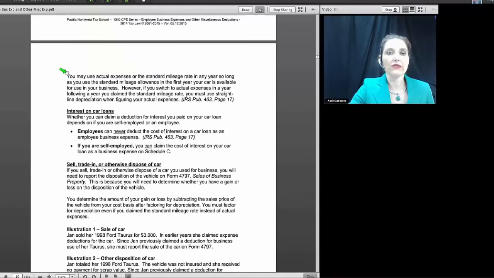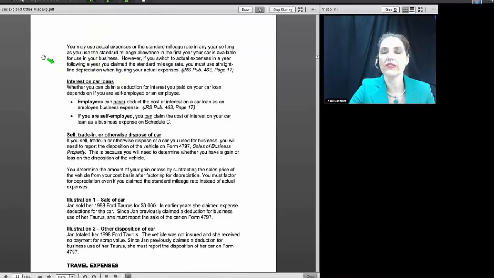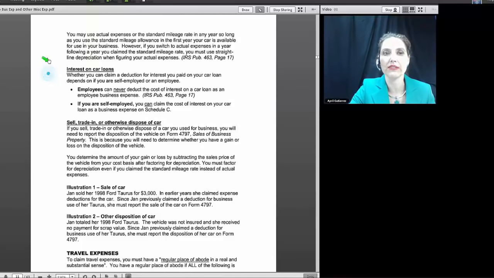Now, you may use actual expenses or the standard mileage rate in any year, so long as you use the standard mileage rate in the first year that your car is available for use in your business. However, if you switch to actual expenses in a later year, following a year you claimed the standard mileage rate, you must use the straight line depreciation method when you figure your actual expenses.